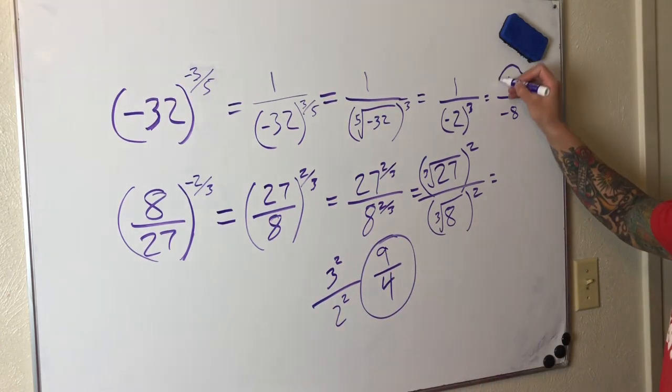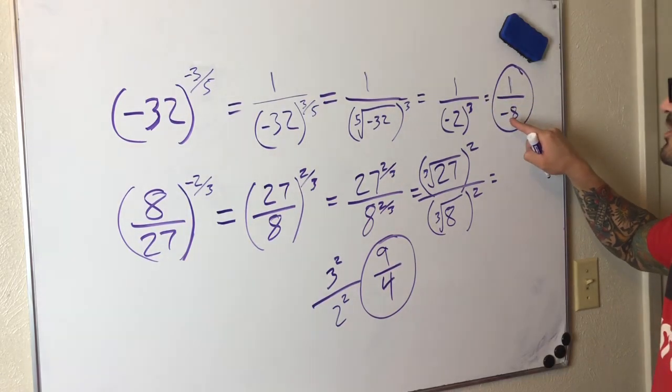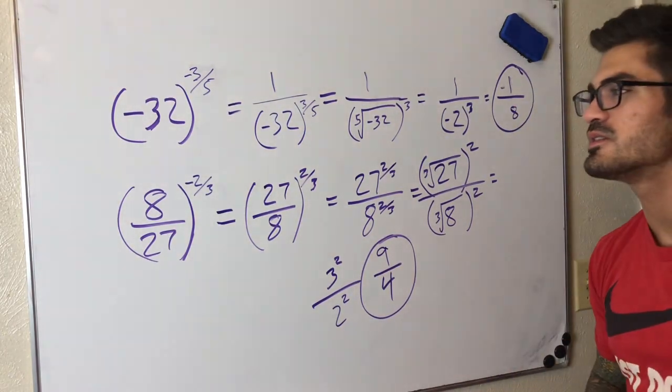And with the previous one, I was left with 1 over negative 8. And again, that negative can be at the top, it can be out in front, it can be at the bottom. It doesn't really matter. If you'd rather see that negative up here, negative 1/8, then that's fine too.